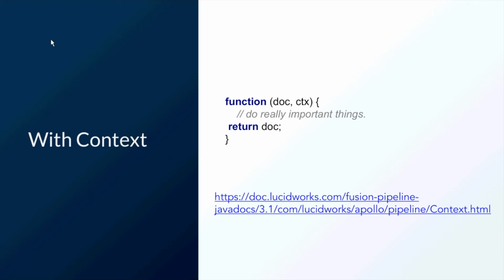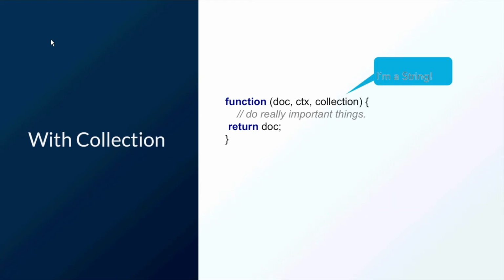You add, instead of just doc, doc and CTX, or you can call it whatever type of context. And you can find the Java doc for that context on our website at the link shown. If you want to know the name of the collection you're operating on, you can use this form of the function. So now we've got doc, context, and collection.